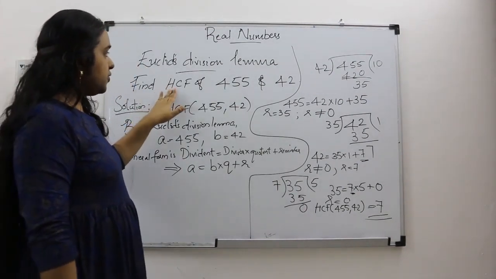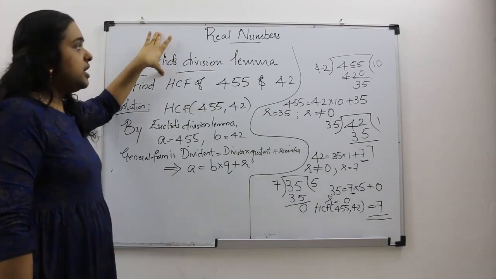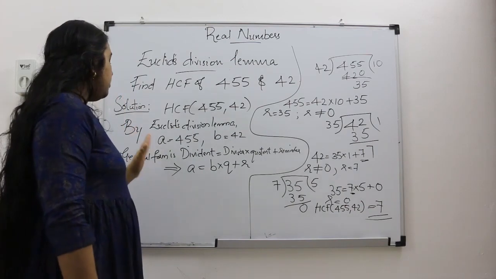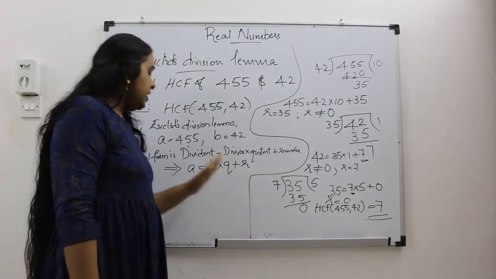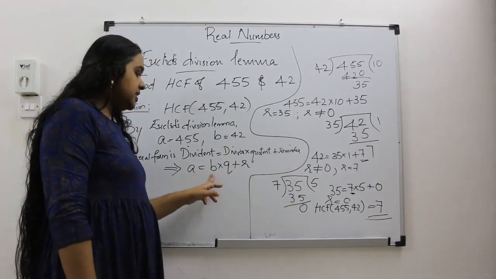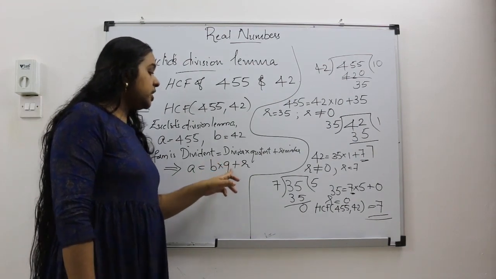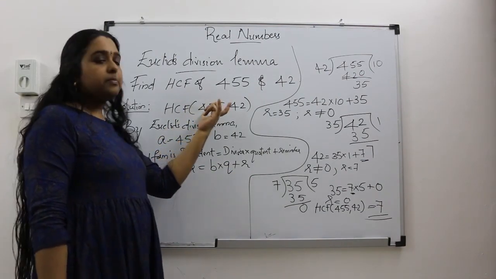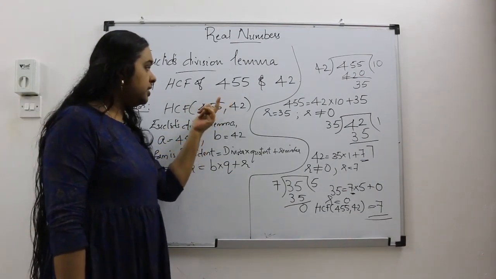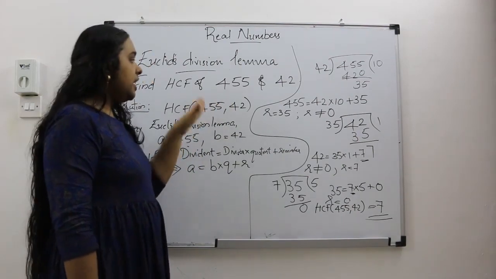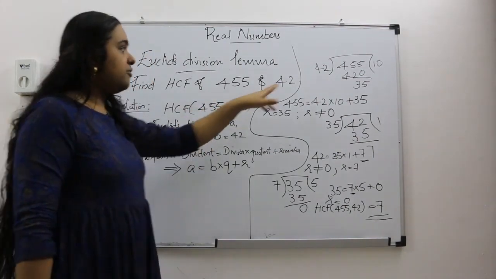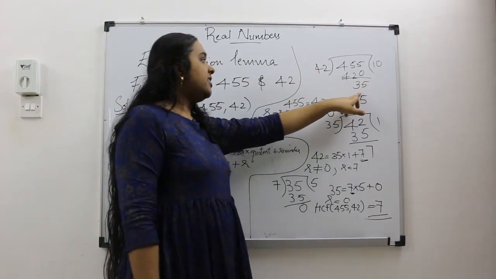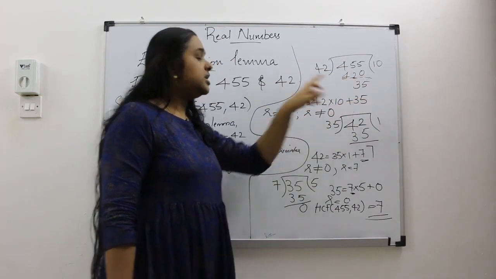To find the HCF of two numbers, we can use Euclid's division lemma. The general form is A equals B into Q plus R, where A is the dividend, B is the divisor, Q is the quotient and R is the remainder. What do we have to do? We have to take the bigger number of the given two numbers, make it the dividend and the other number the divisor. We have to divide 455 with 42 and check whether the remainder we got is 0 or not.